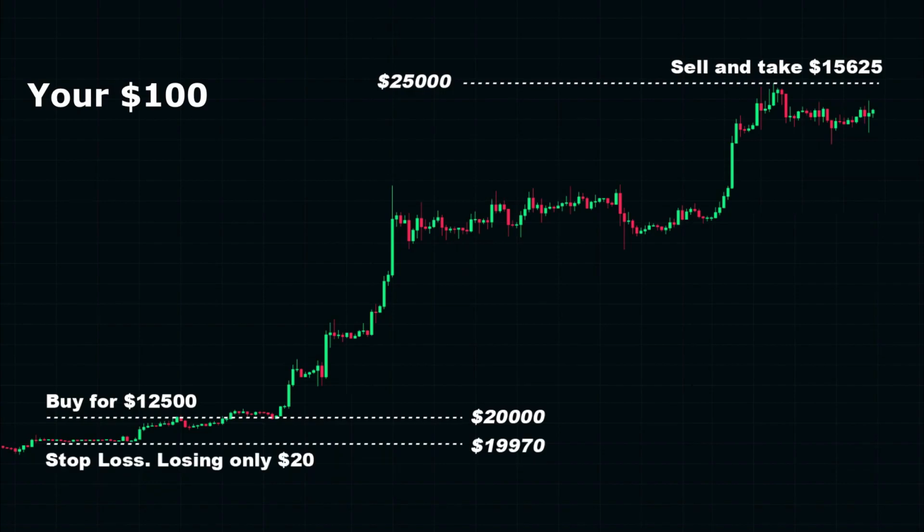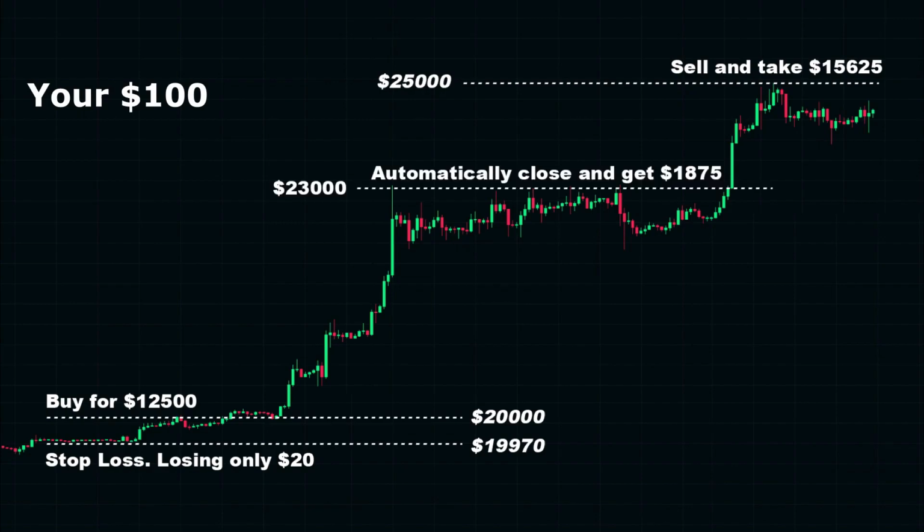You can minimize the risks by setting stop losses and take profits. You set a stop loss value to prevent the loss of all your money. Like if the price drops to 19970, you will lose only $20 instead of $100, and you will be able to continue trading. Take profit is the price when the order closes automatically. You need this so you don't miss out on a good closing price.